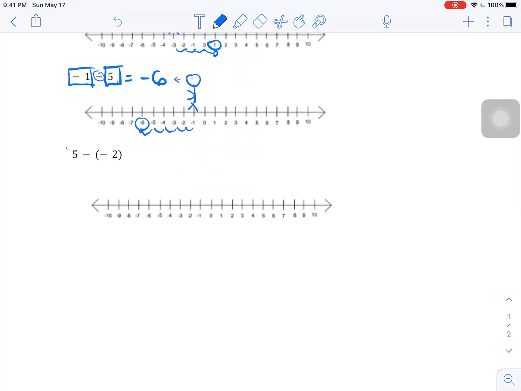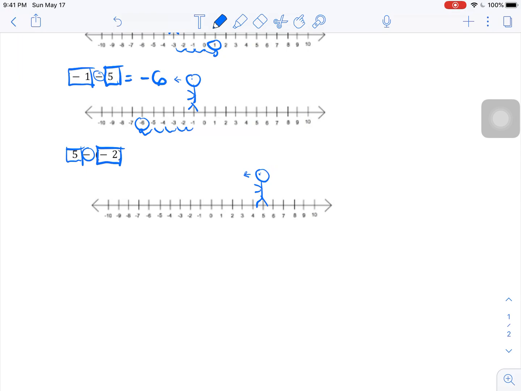I'm going to try one more just for good measure so you have lots of good examples in your notes to work with. So again, first number is our starting position. We're going to look at what we're doing, because we're subtracting, we're going to face the subtracting direction. So we're going to start at 5, but we're going to face negative, or to the left, because that is the subtracting direction. So we're facing that way.